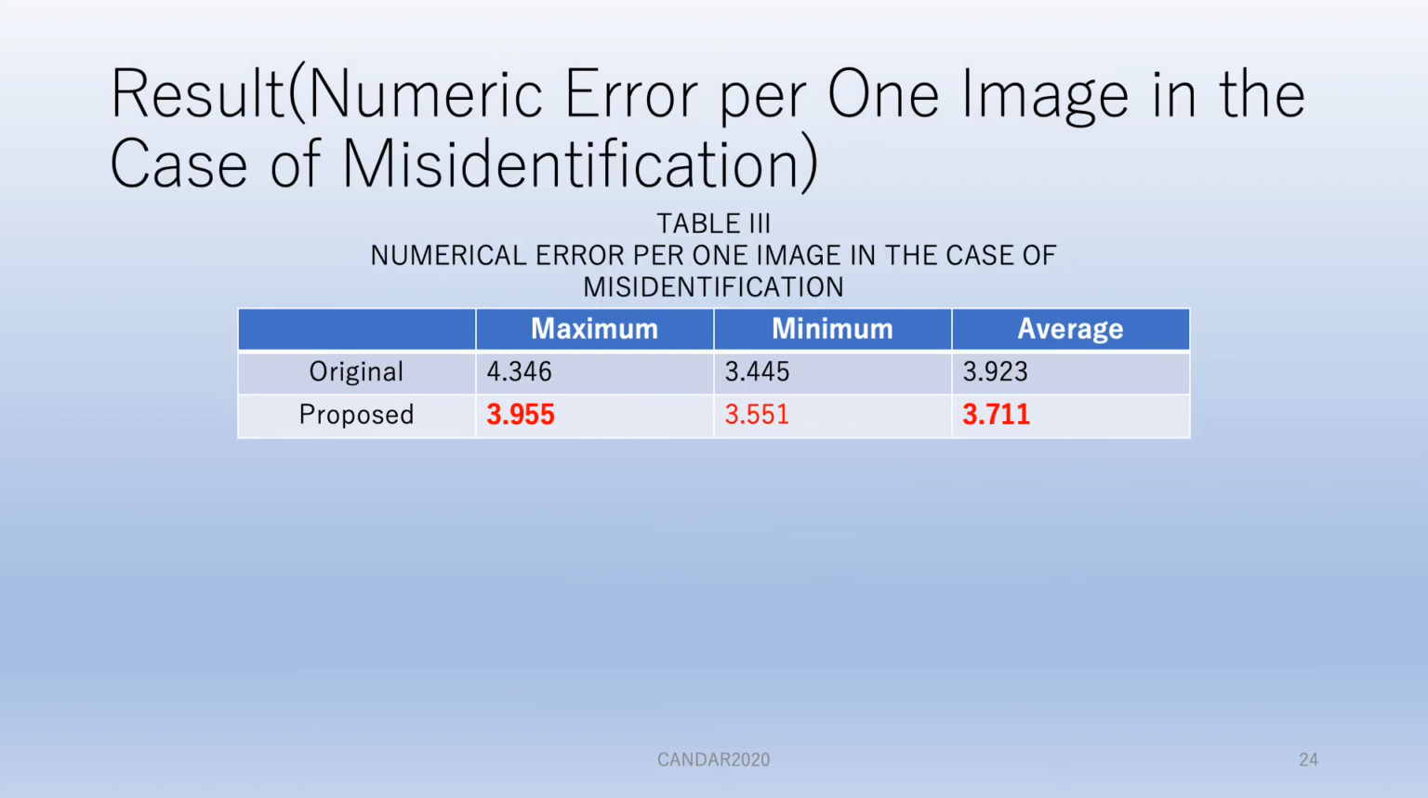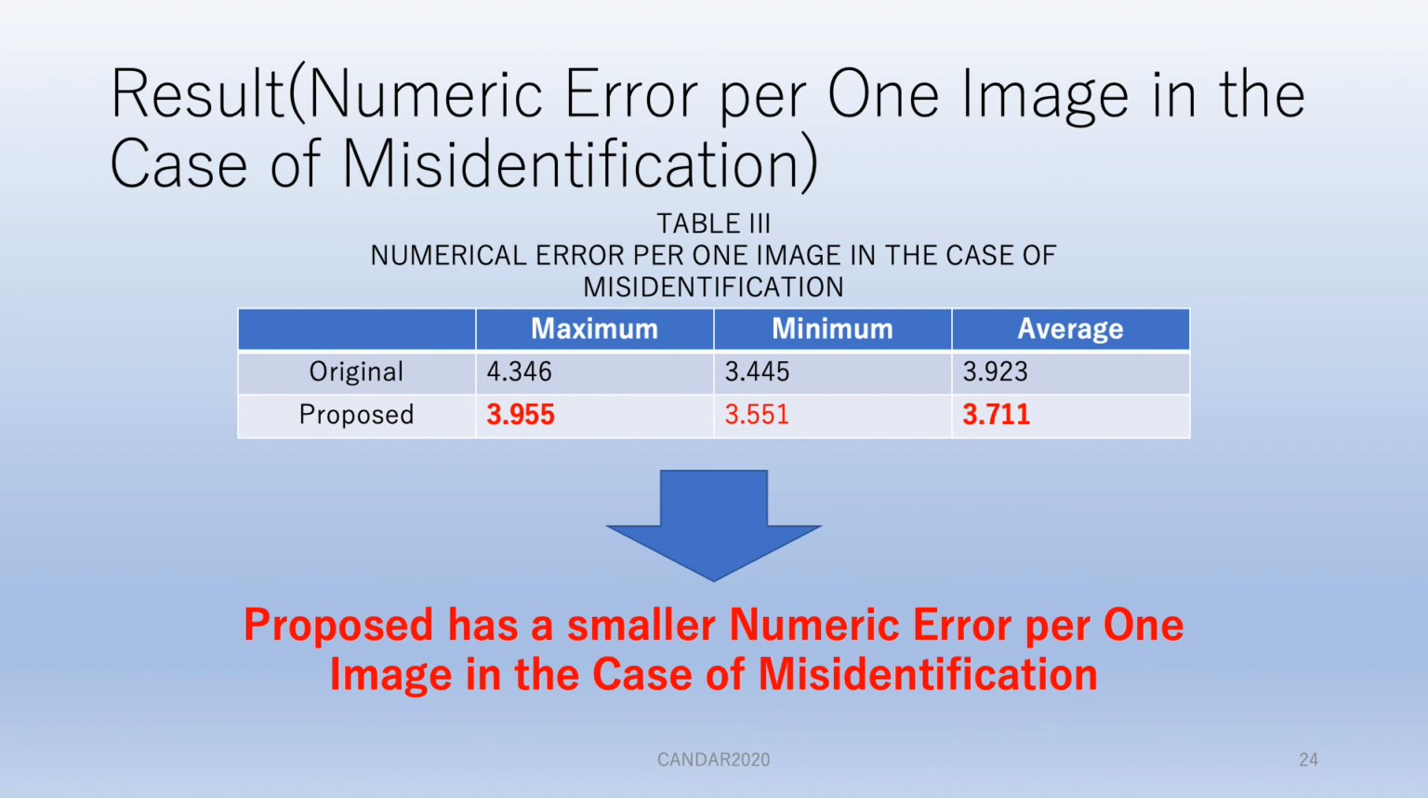Here, I'll talk about the result of numerical error per one image in the case of misidentification. Table 3 compares the average numerical error per one image in the misidentification. From Table 3, at maximum and average, it can be seen that the average numerical error in the case of misidentification is smaller in the proposed method.